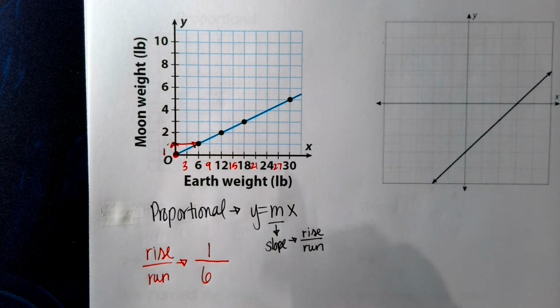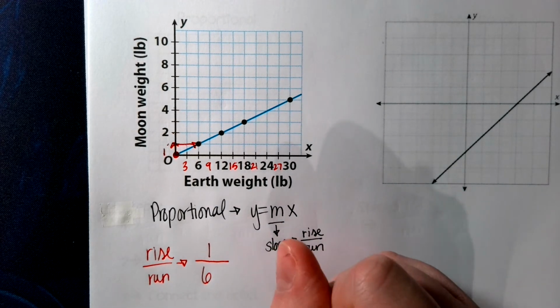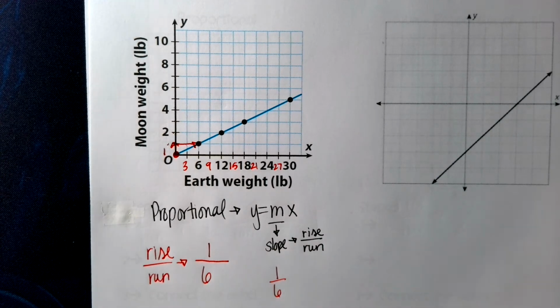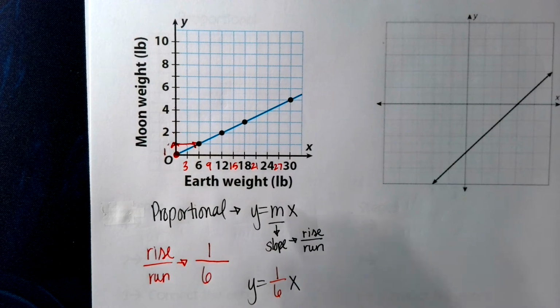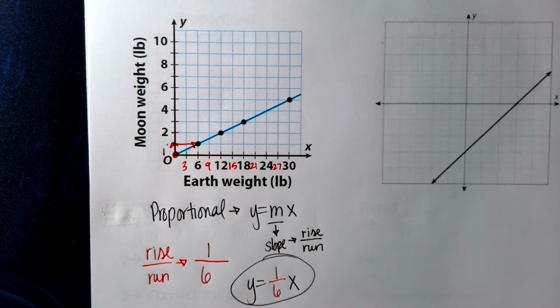So when we plug that in here, we plug in our slope, which is 1/6. And then because it's a rule, we don't plug in anything for the y or the x. So our equation for this would be y equals 1/6 x.